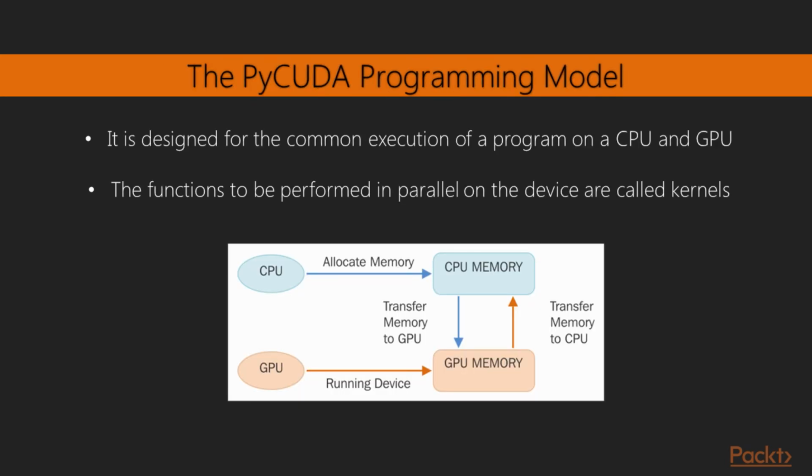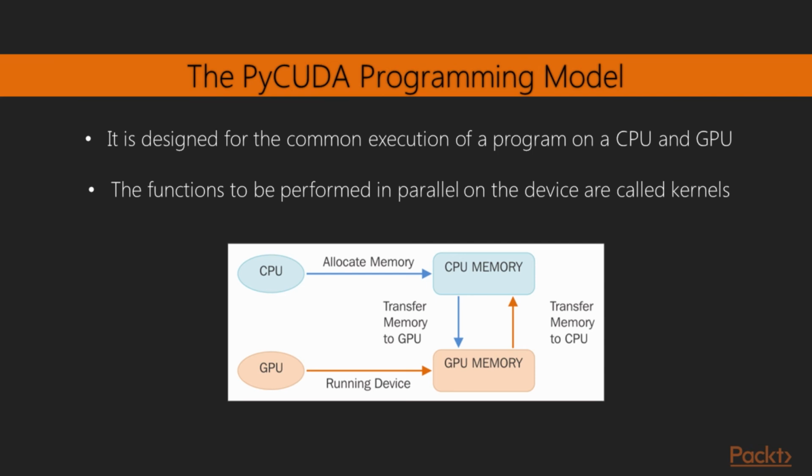The PyCUDA programming model is designed for the common execution of a program on a CPU and GPU, so as to allow you to perform the sequential parts on the CPU and the numerically intensive parts on the GPU. The phases to be performed in sequential mode are implemented and executed on the CPU, or the host, while the steps to be performed in parallel are implemented and executed on the GPU, or the device.